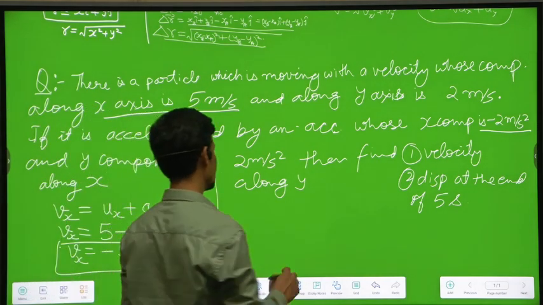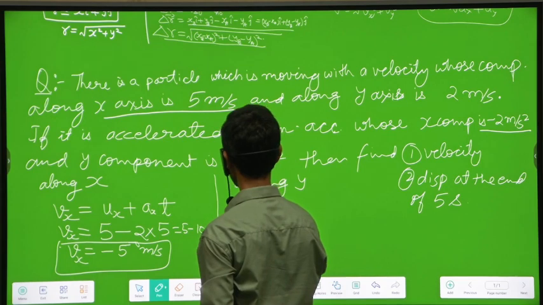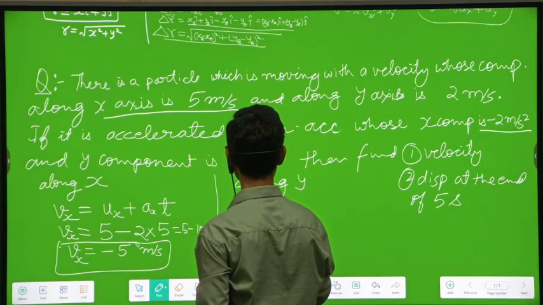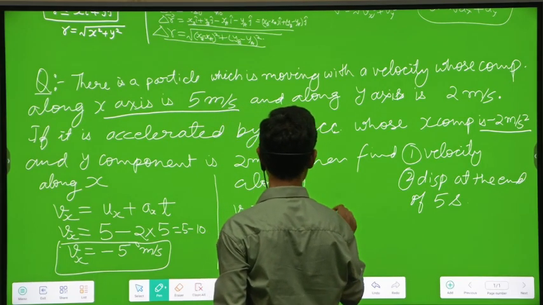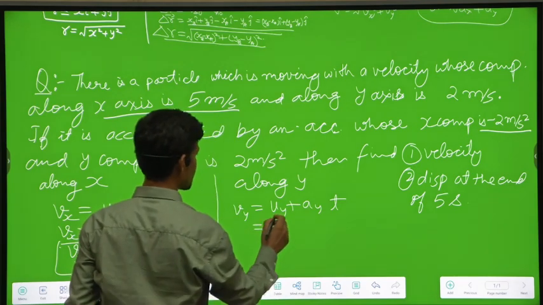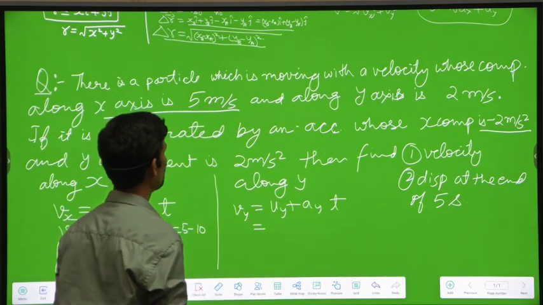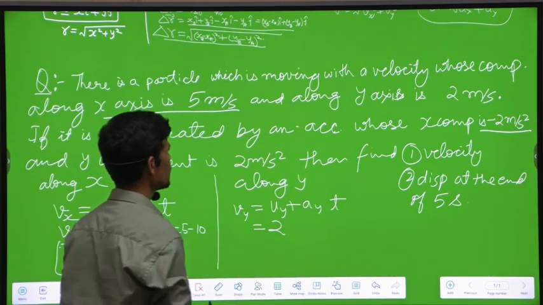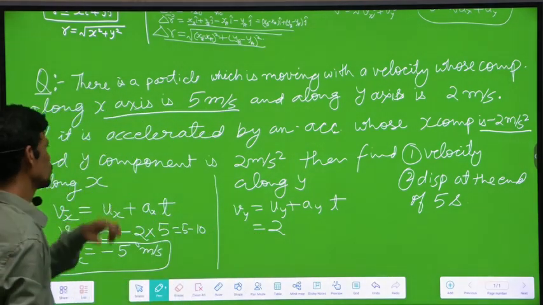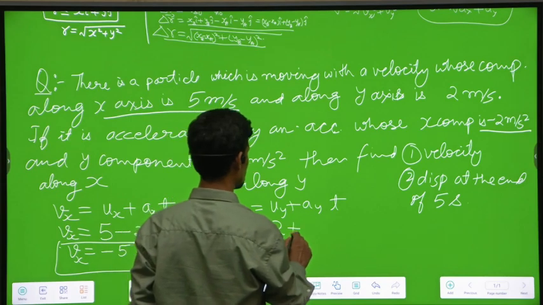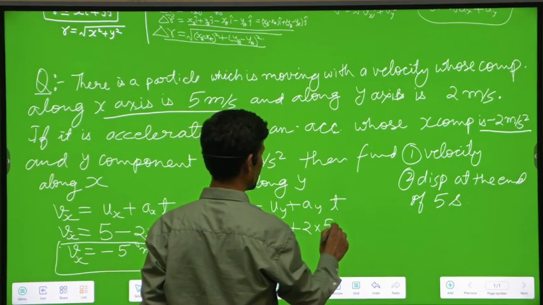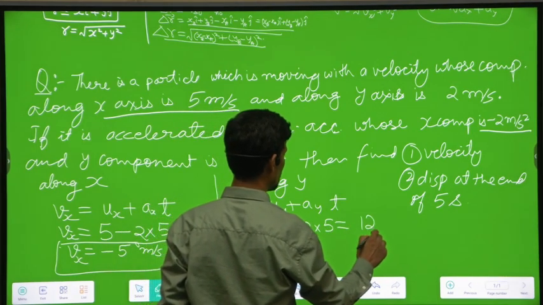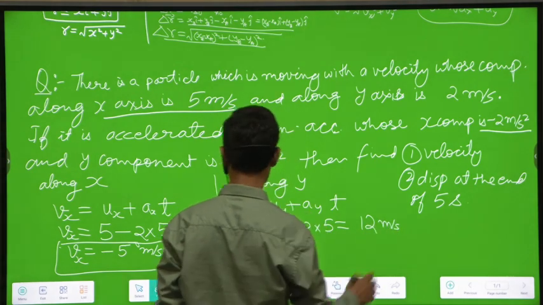Now in the same way, Vy is equal to Uy plus Ay t. Uy is 2 meter per second, acceleration is also 2 meter per second square, time is 5. So it will be 12 meter per second.